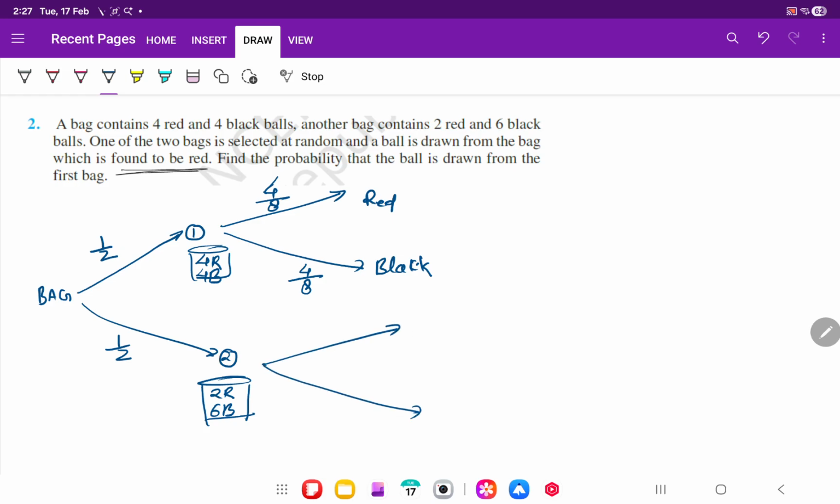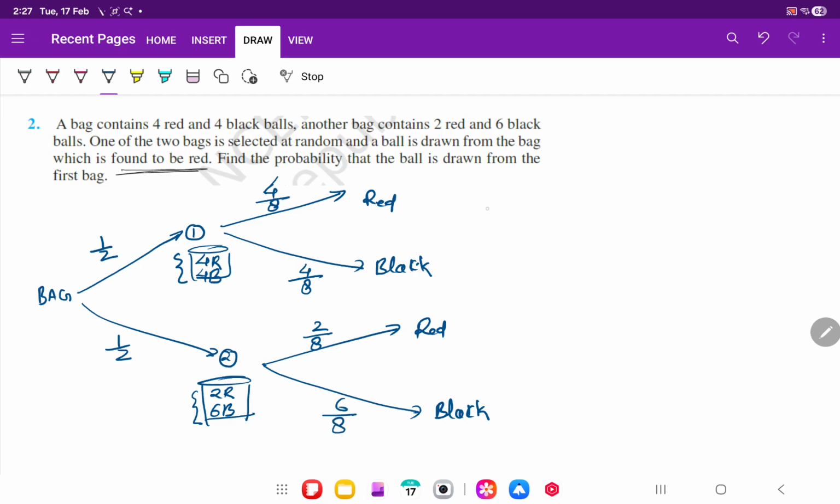Now, if it is pulled from the second bag, red and black. The probability to get red is 2 by 8 because total is 8 balls in the second bag. 6 plus 2 is 8. Here also 8. To pull a black ball is 6 out of 8.